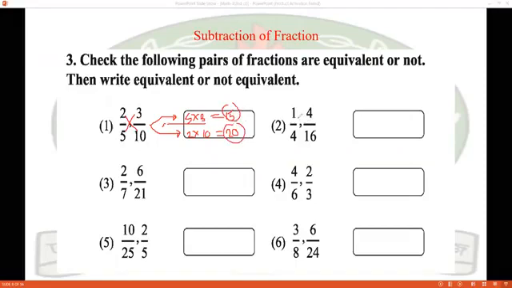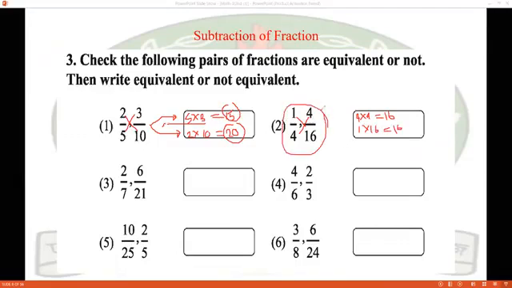Another one, multiply 1 into 16 and 4 into 4. So we write 4 into 4, we get 16. When we multiply 1 into 16, we get 16. So both results are the same. So the two fractions are equivalent.